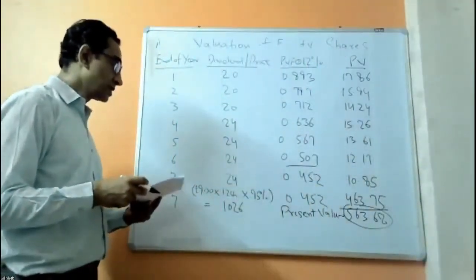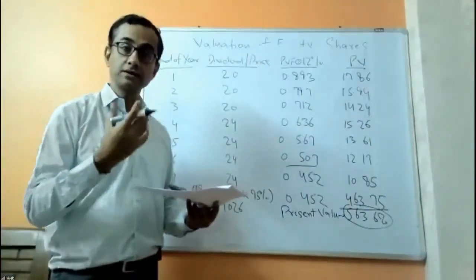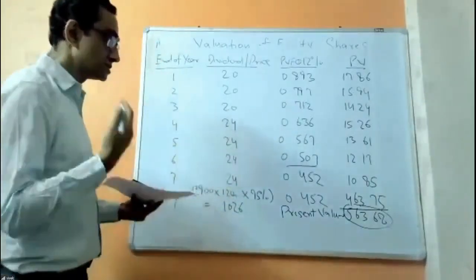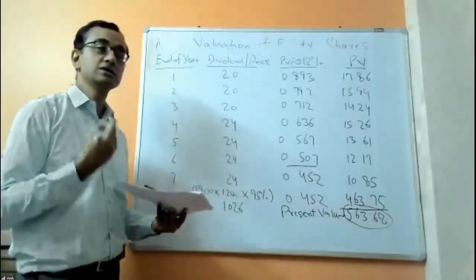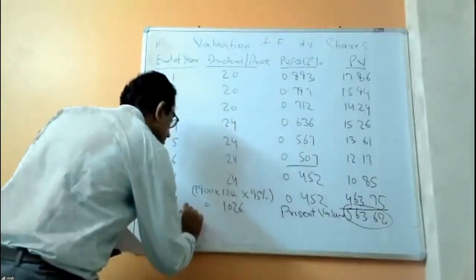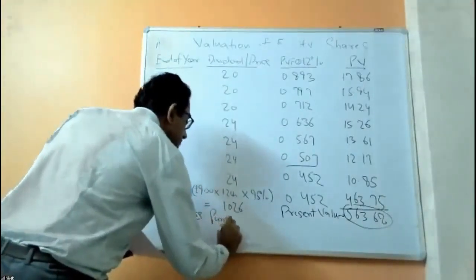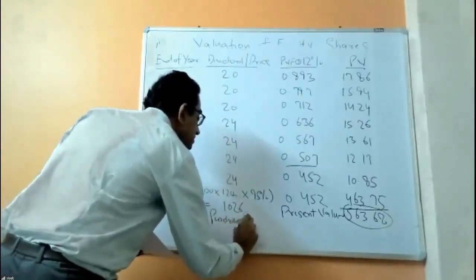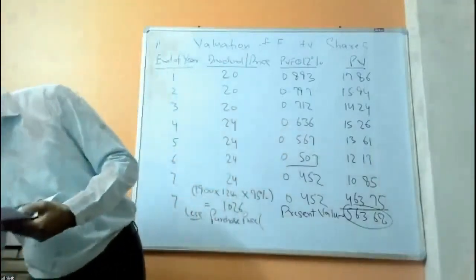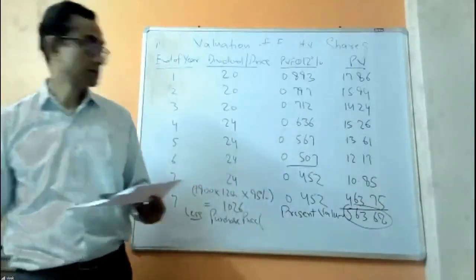Now, what is the gain? You can calculate the gain by subtracting the acquisition price. Because as an investor, you also want to know whether by purchasing the shares you are likely to gain in the future or not. So less purchase price, which is the purchase price given in the question. It is actually 500 rupees.